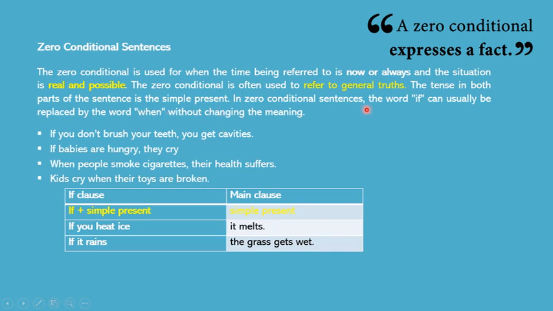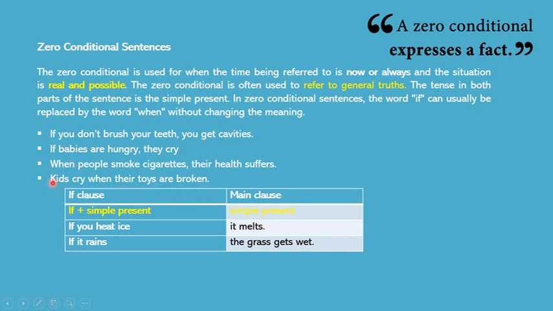In zero conditional sentences, the word if can usually be replaced by the word when without changing the meaning. So we can use if, or we can also use when here. But pay attention to the examples here. If you don't brush your teeth, you get cavities. If babies are hungry, they cry. When people smoke cigarettes, their health suffers. Kids cry when their toys are broken.